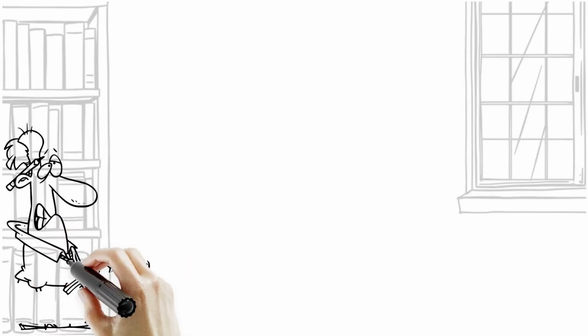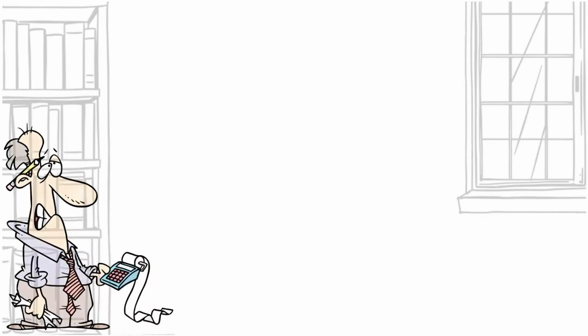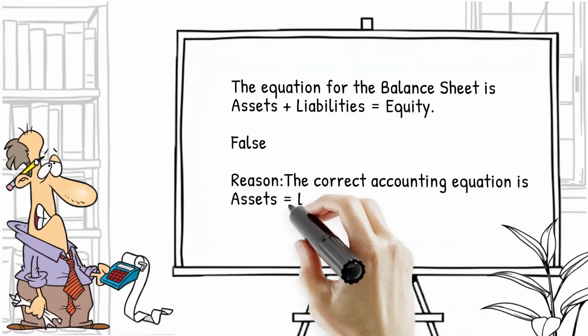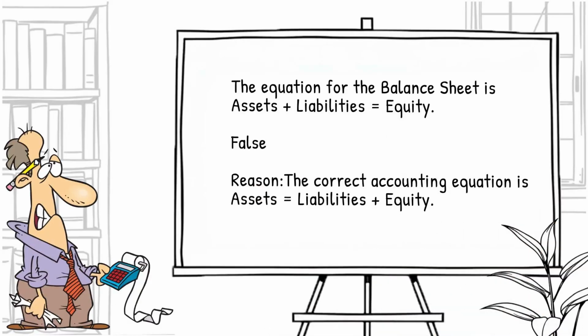The equation for the balance sheet is assets plus liabilities equals equity. False reason: the correct accounting equation is assets equals liabilities plus equity.